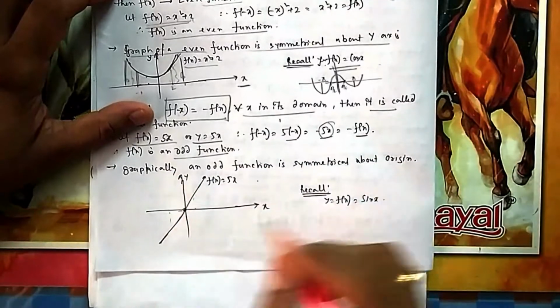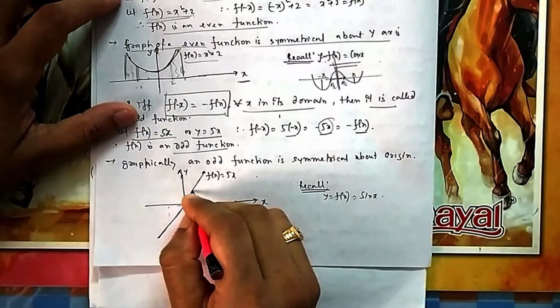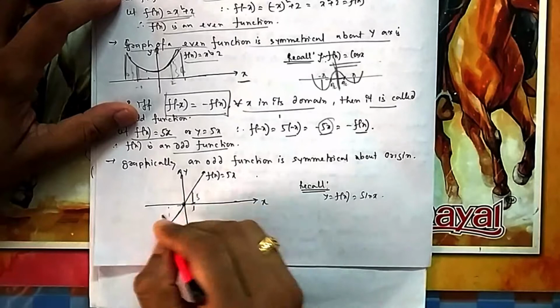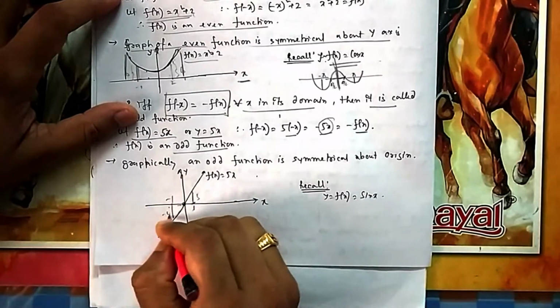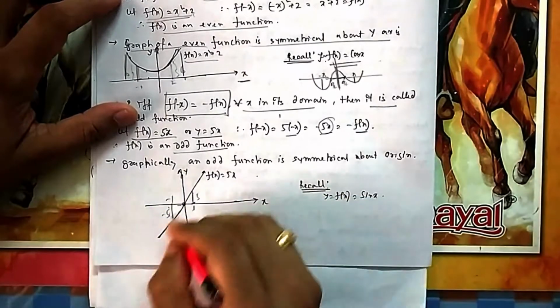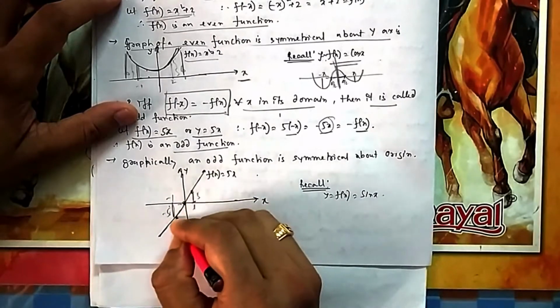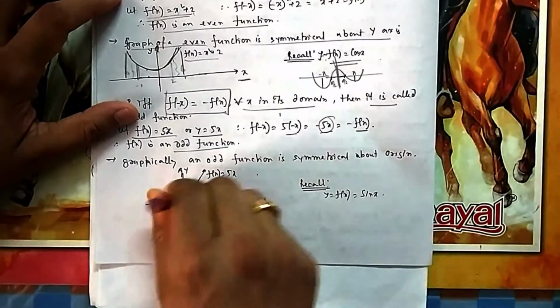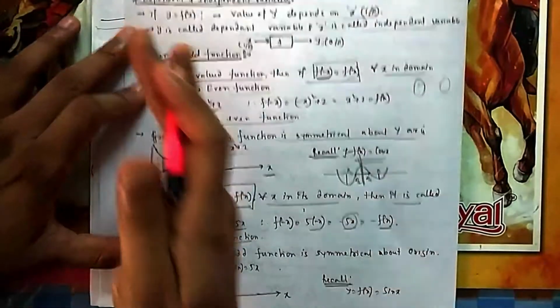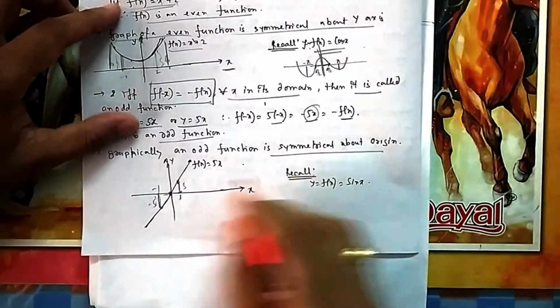Graphically, you see it is y equal to f x. If you put x equal to 1, your output is 5. If you put x equal to minus 1, then your output is minus 5. So the output is changing. This point has a reflection here. This is the reflection on the point origin. This is reflection on a line, and this is reflection on a point. So graphically, an odd function is symmetrical about its origin.